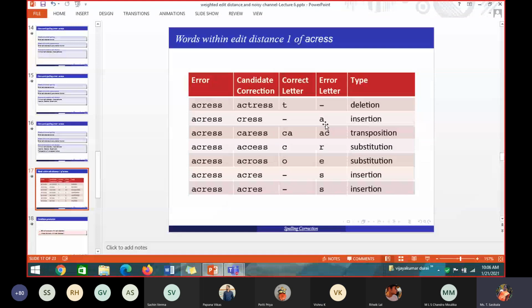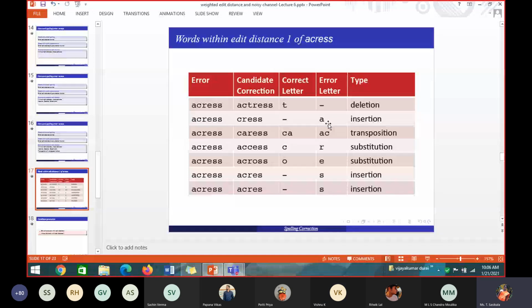So what is the correct letter? Dash. What is the correct letter? Nothing. Empty. It should be null. Empty in the correct word is replaced by what? A in the incorrect word, the wrong word. So what operation is done here? Insertion. Insertion.